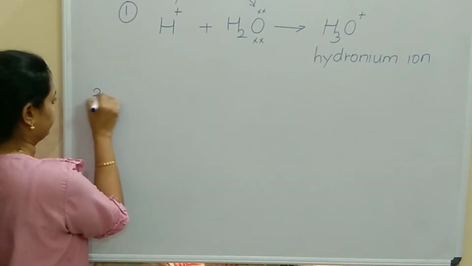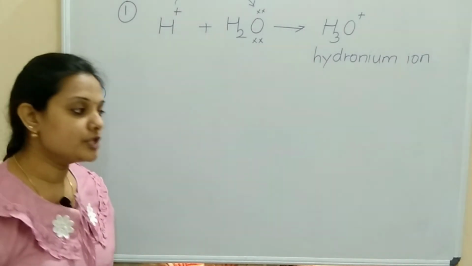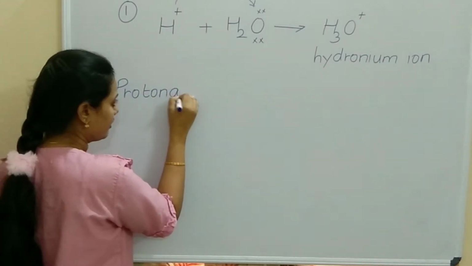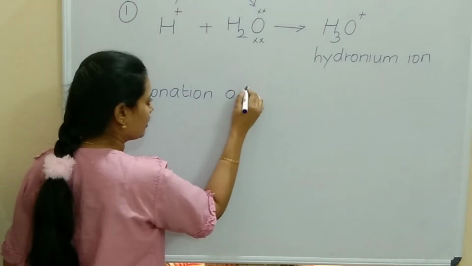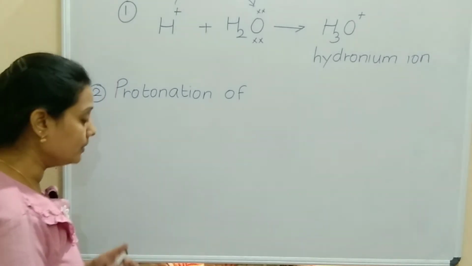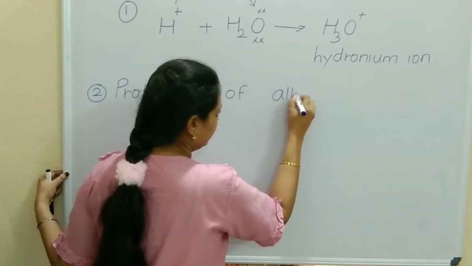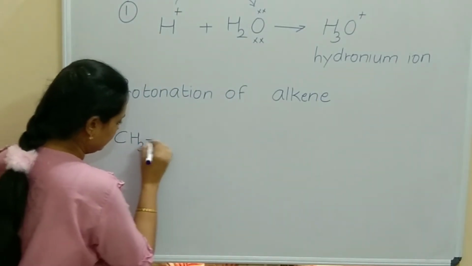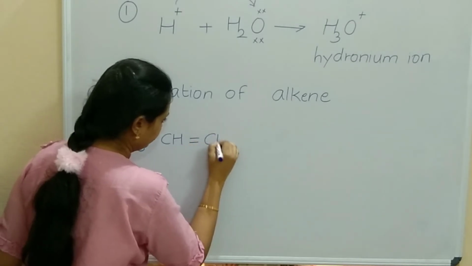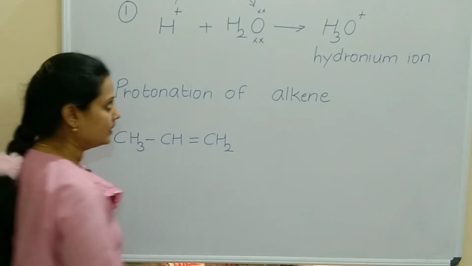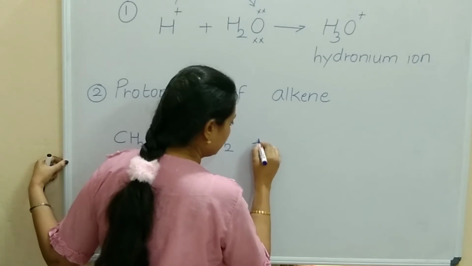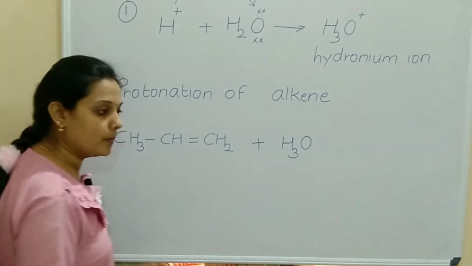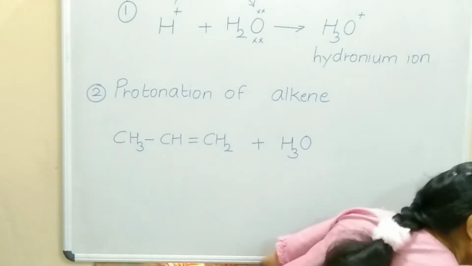Second is protonation of alkene. Protonation of alkene means what? A proton, that is one hydrogen, will be added to the alkene. We'll take the example of the propene compound here, which is unsymmetrical. Propene compound. To that, the hydronium ion is attached. Okay, H3O plus. I'll just write it in the structure form here.